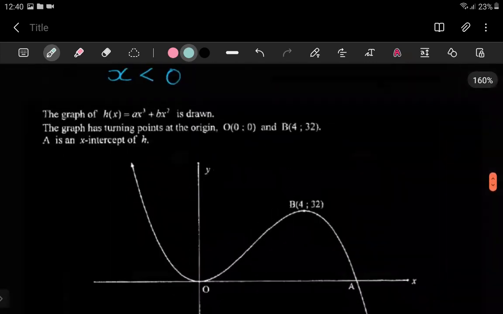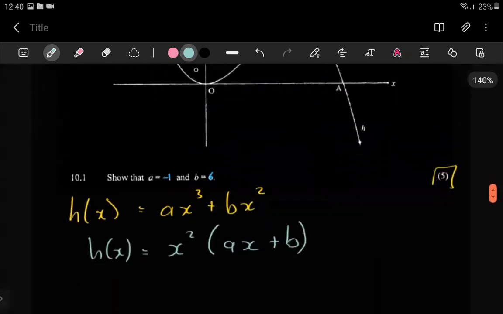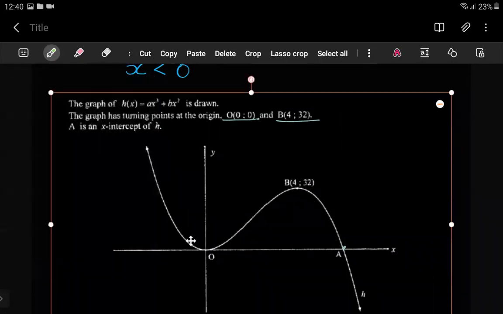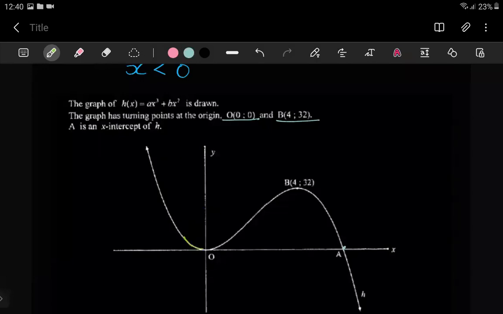Now looking at this some more, our sketch should always help us. Let's just see the question. It says the graph of h of x is drawn. They say the graph has turning points at the origin and b, and then it says a is the x-intercept. So what's important is this part here. This part is super important.